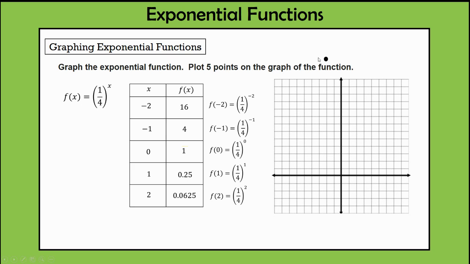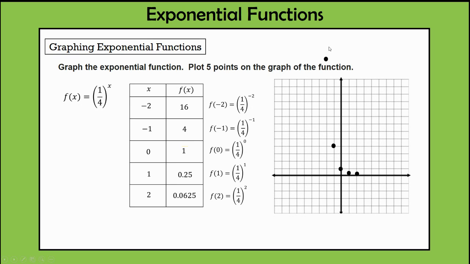So I'm going to plot my points. -2, 16 is actually up here. I didn't have my graph big enough, somewhere up in here. Okay, -1, 4, 0, 1, 1, 0.25. So that's right down here. 2 is 0.0625. And you can see how fast we're getting closer to the x-axis. But look at the curve. I don't have the ability on this page to put a good curve in for you.